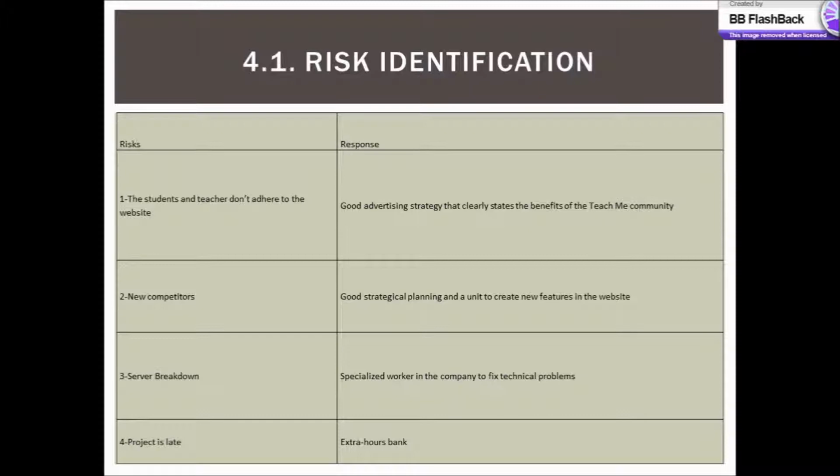The mitigation strategy for the first risk is a good advertising strategy that clearly states the benefits of the Teach Me community. For the second risk, it's good strategic planning, and you need to create new features in the website. For the third risk, it's specialized work in the company to fix technical problems. And for the fourth risk, it's an extra hours bank.